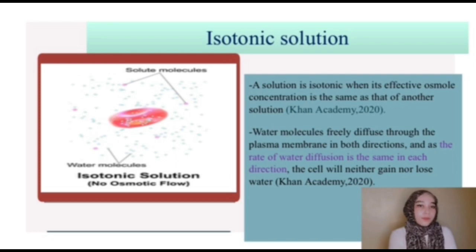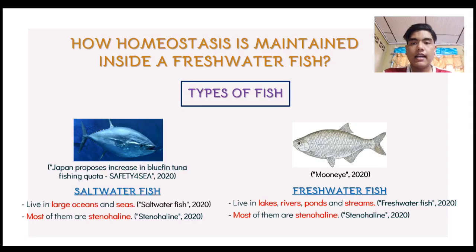Okay, the last slide from me is isotonic solution. A solution is isotonic when its effective osmolar concentration is the same as that of another solution. Water molecules move freely through the plasma membrane in both directions, and as the rate of water diffusion is the same in each direction, the cell will neither gain nor lose water. So that's all from me, so I will pass the slide to Aizuddin.